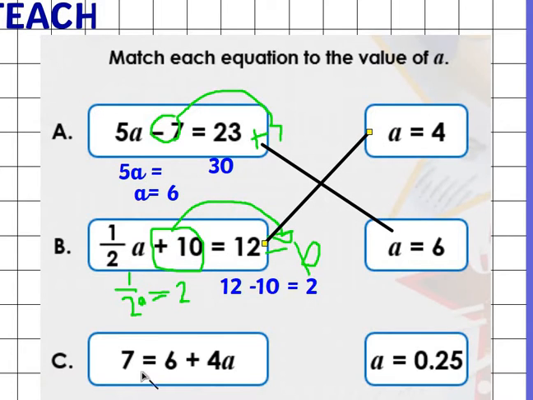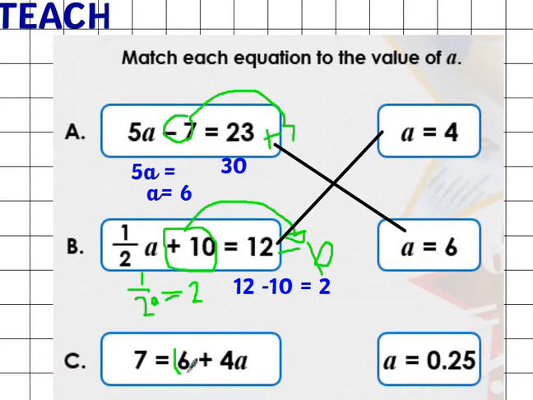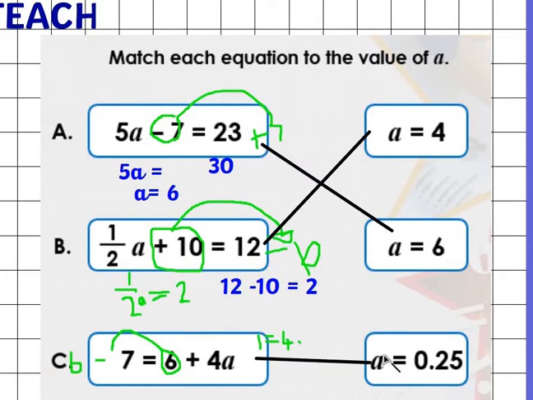And the last one, 7 equals 6 plus 4a. So again, move this 6 to this side. It's a positive 6, no negative. 7 take away 6 is 1. 1 equals 4a. So 1 divided by 4 is 0.25. So we can see that's our last option. So here, that is correct.